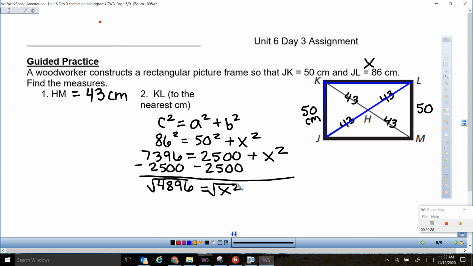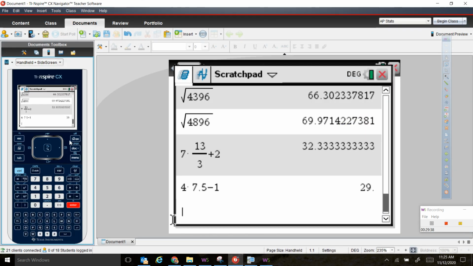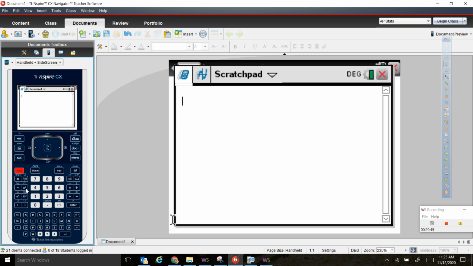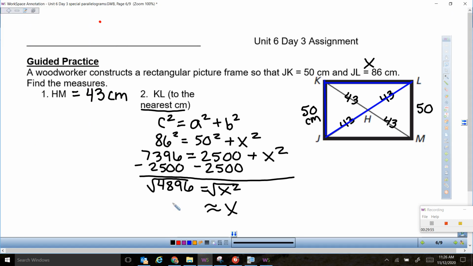This one's not a perfect square. They say to round to the nearest centimeter. So to the nearest whole number, square root of 4896. So control X squared, 4896. And what would that be to the nearest whole number? 70 centimeters.